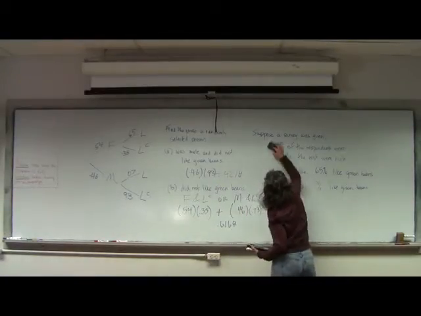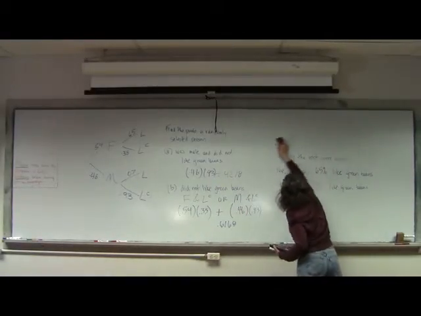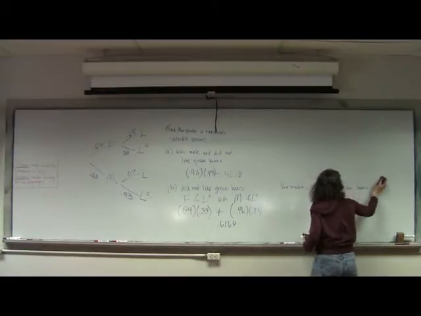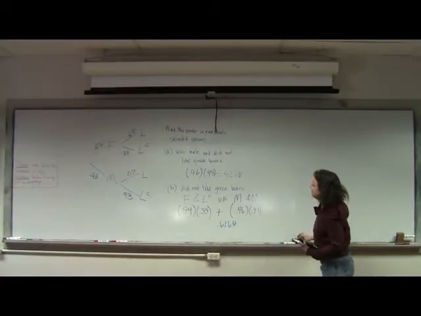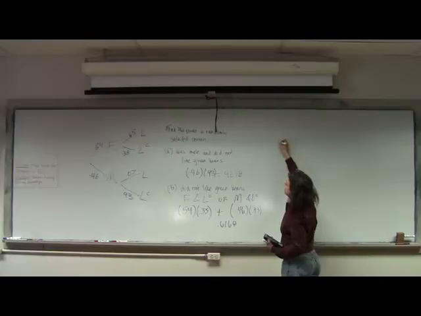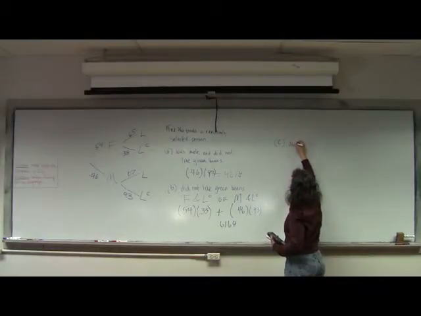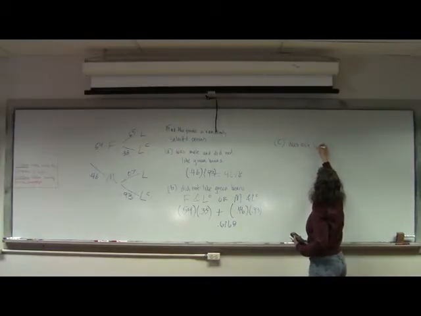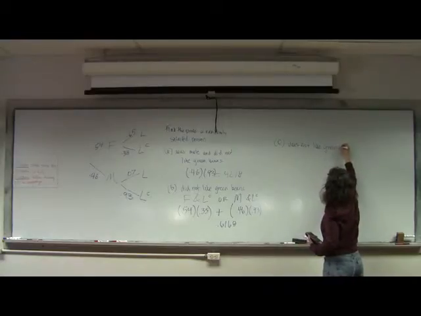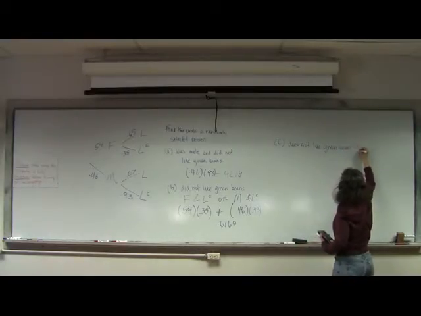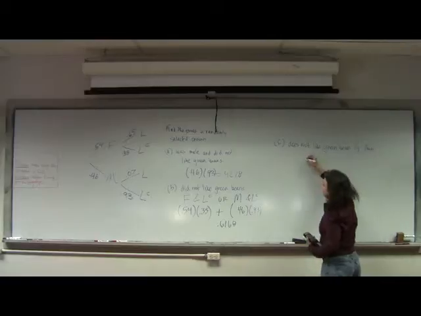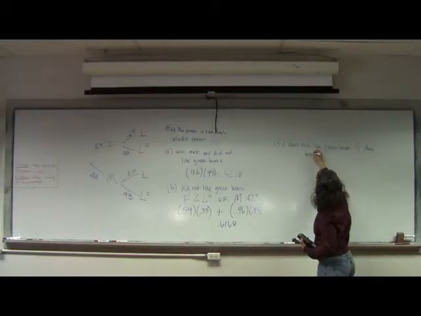All right, so one more question associated with this tree. Let's find the probability that a randomly selected person does not like green beans if they were male.